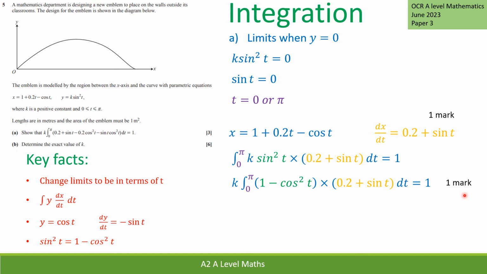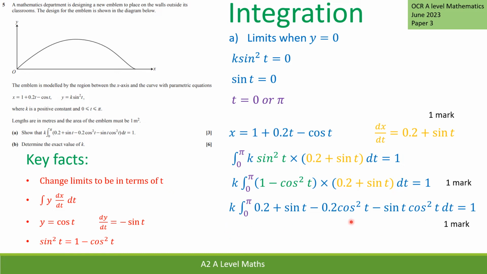The last mark comes from expanding the brackets. So we're multiplying two brackets. So I need to do 1 times 0.2, which is 0.2. 1 times sine t, which is just sine t. Minus cos squared t times 0.2 is minus 0.2 cos squared t. And minus cos squared t times plus sine t is going to give me the minus sine t cos squared t.